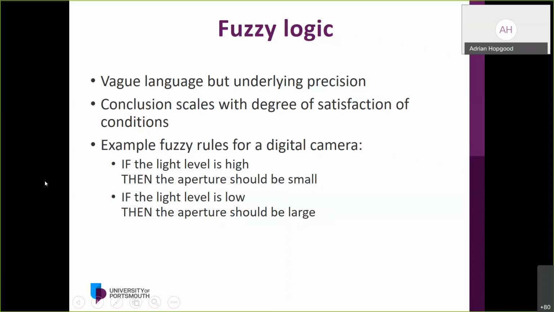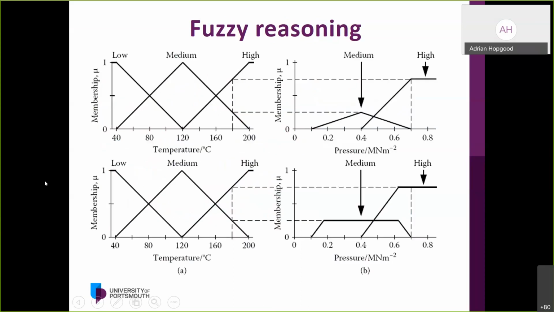And the point is that there's a scaling here. It's not a sort of hard cutoff between the light level being high at one point and low at another point. It scales. So as the light level increases, the aperture becomes smaller. So it's a scaling response, according to scaling with the degree of satisfaction of the conditions. And there is some mathematics behind that.